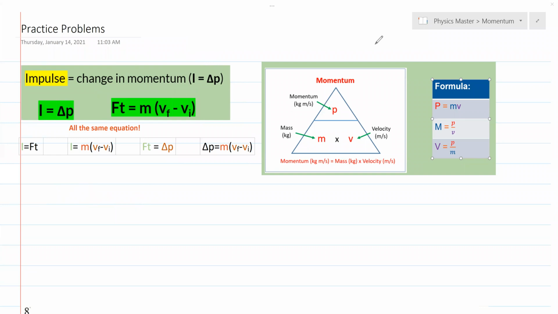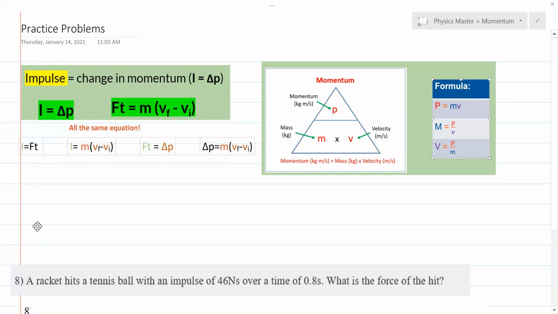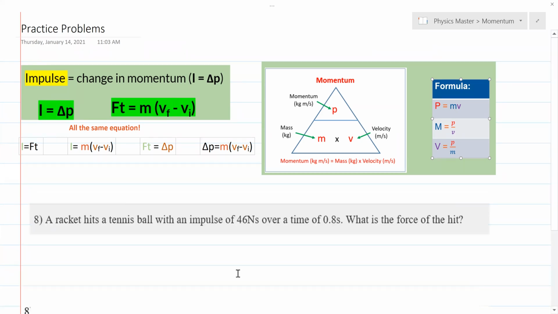I'm going to give you a problem, and we're going to see if we can solve it. Let's do an easy one first. When you see a problem, this is what I would suggest you do. I know it's hard because you're online, but you can still write down, for example, if I didn't have paper, I would look at this and say, here's a 46 N·s, I'm going to use that somewhere, and here is a 0.8 s.